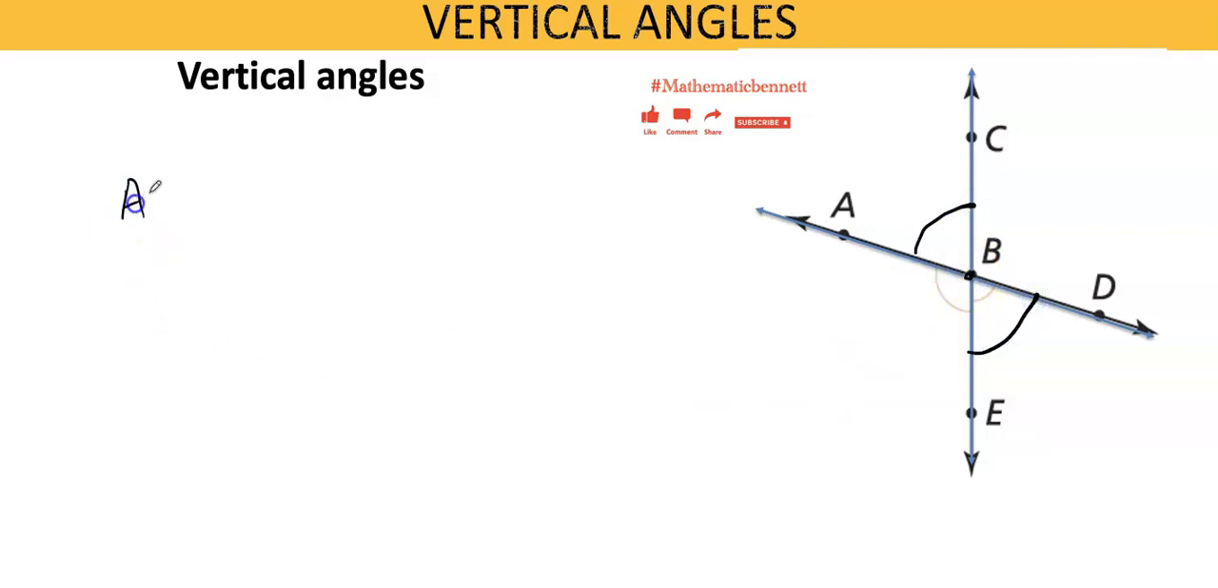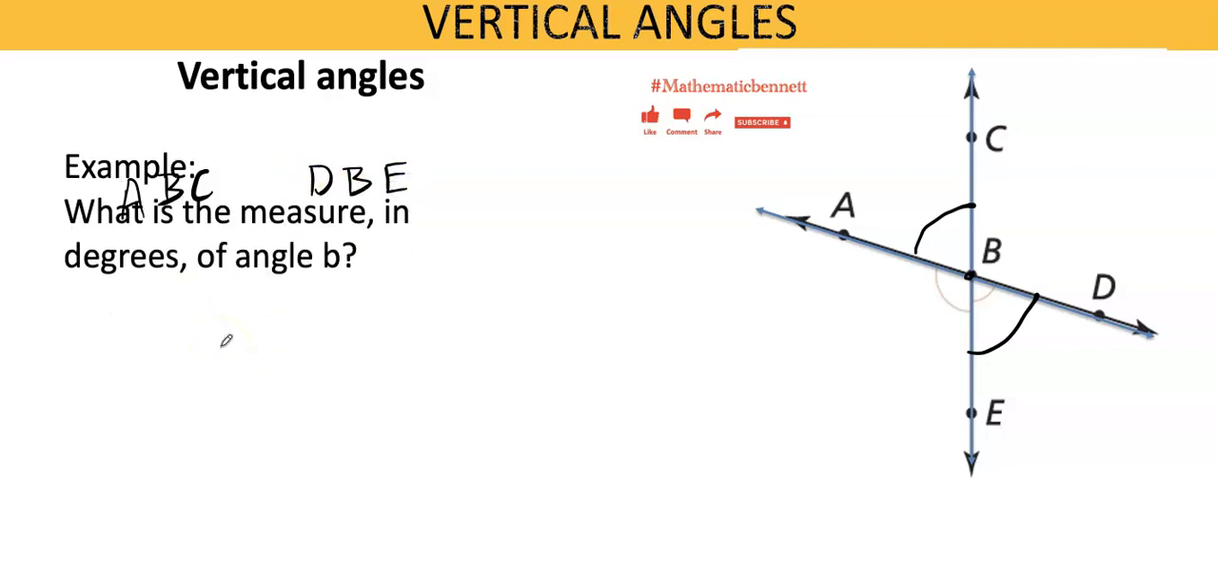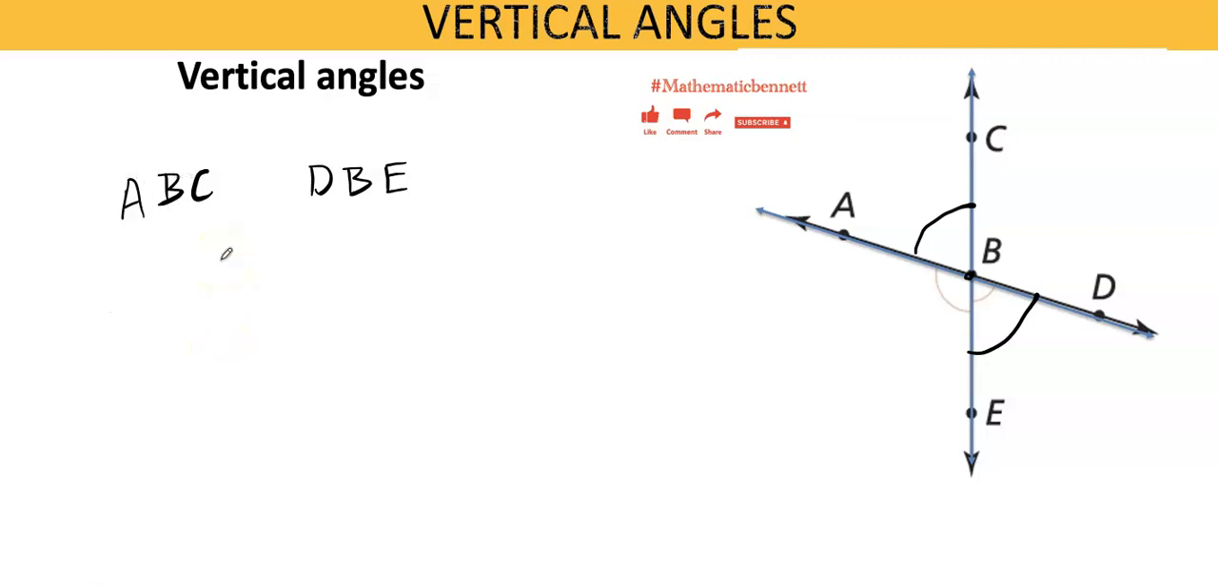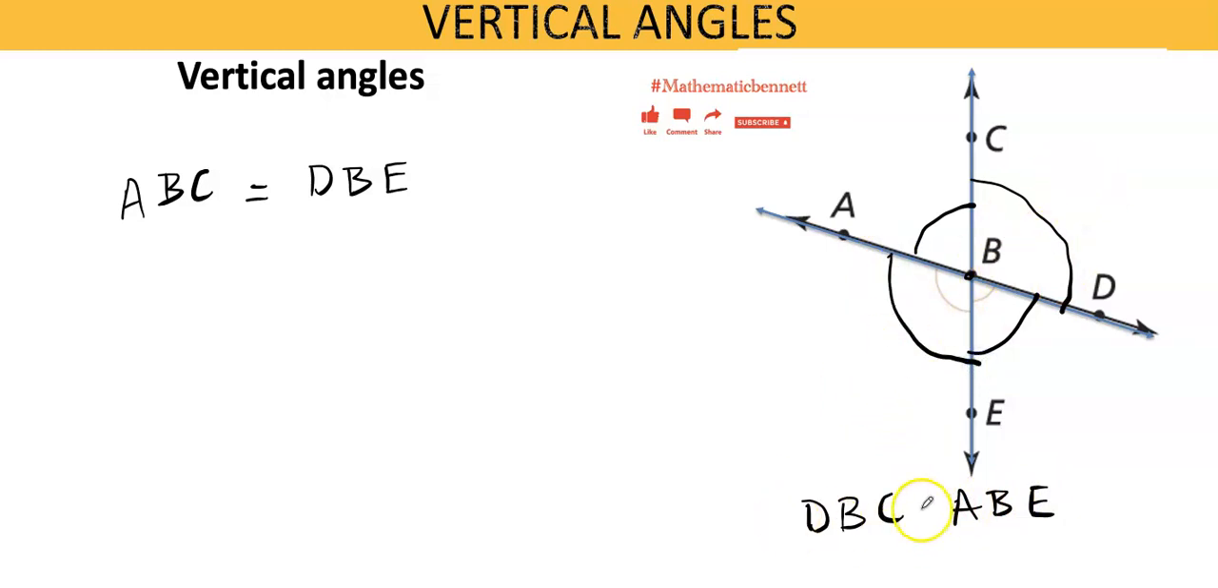So angle ABC and angle DBE would be vertical angles. And what do we know about vertical angles? We know that vertical angles are equal. So angle ABC is equal to angle DBE. Another set of vertical angles we could state would be angle DBC and angle ABE. Those would be vertical angles as well, since they are opposite each other at the vertex, so they would also be equal. Alright, so let us move on.